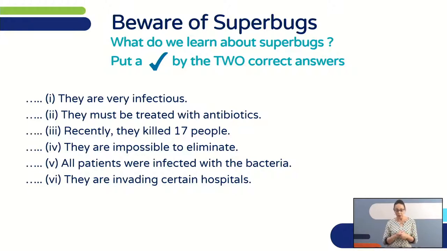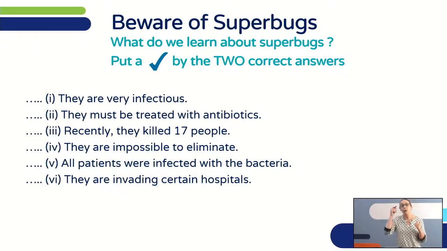All patients were infected with the bacteria. All the patients at the hospital were infected? No, we knew that only 17 patients were. They are invading certain hospitals. We haven't been told so. We have been told about 2 things. Recently, they killed 17 people? No, they killed only 7. So this is very important to keep in mind.